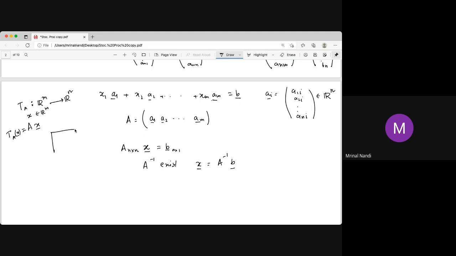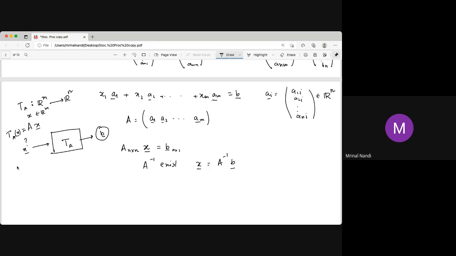Since it is a transformation, it is like a machine, a function. You put x in here, and if you know T, you can easily find T of x, that is b. But the question is, if you know b, how do you find x? That is the question of the solution of a system of linear equations.